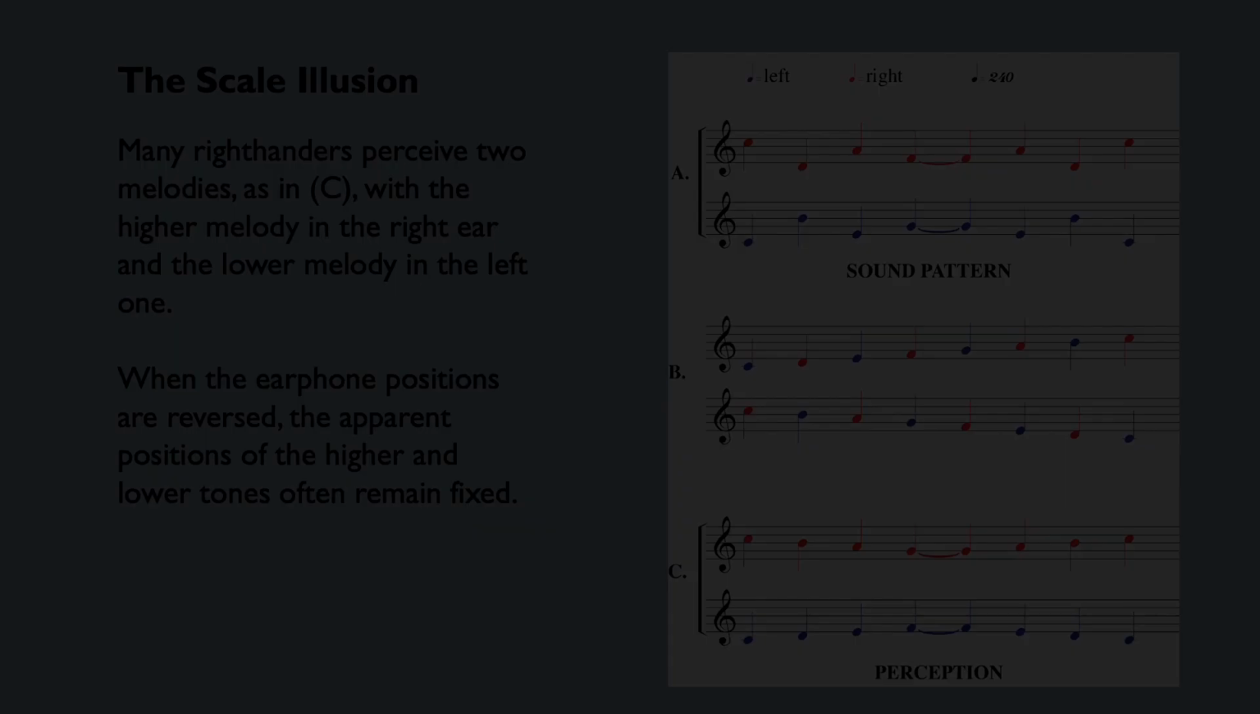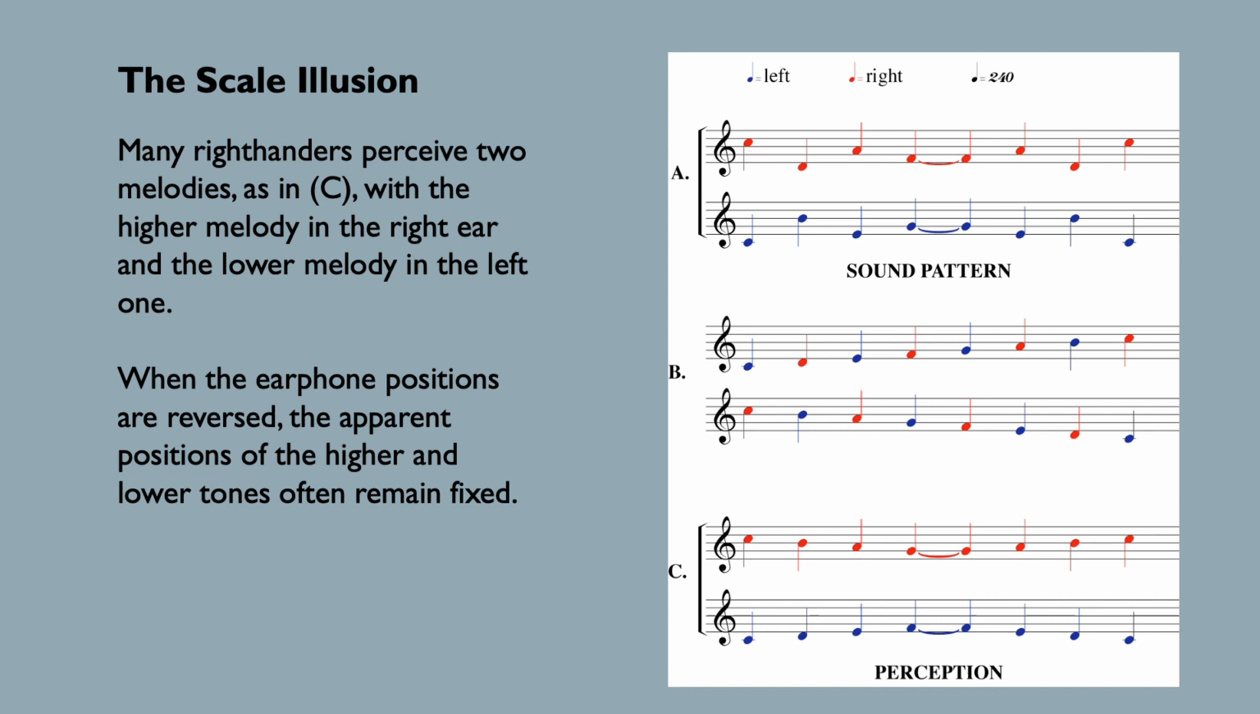The scale illusion has another surprising aspect. Most, though not all, right-handers hear the higher melody as coming to the right ear and the lower melody as coming to the left ear. On the other hand, left-handers are more varied in where the higher and lower tones appear to be coming from.